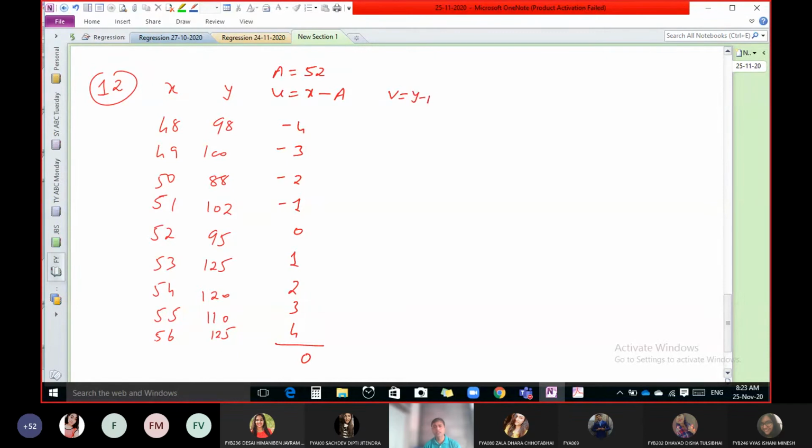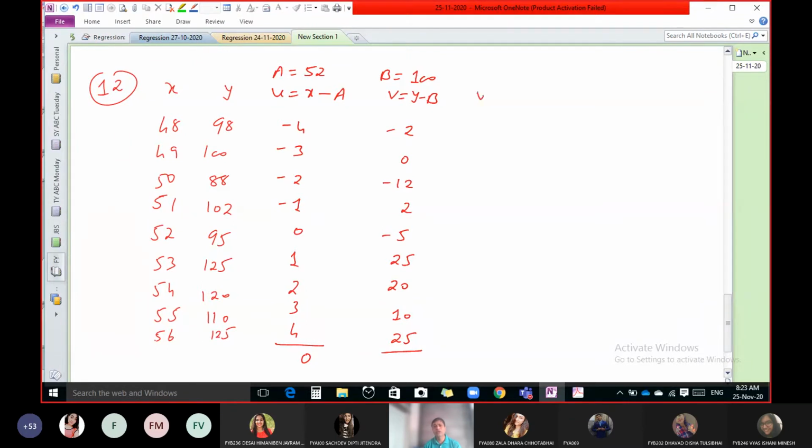Now here, y minus b. You can take b as anything. You can take 100, no problem, or you can take 110. Either 100 or 110 is okay. So let us take 100 only. So here we get -2, 0, -12, 2, -5, 25, 20, 10 and 25. Add these values and you will get the total of v.